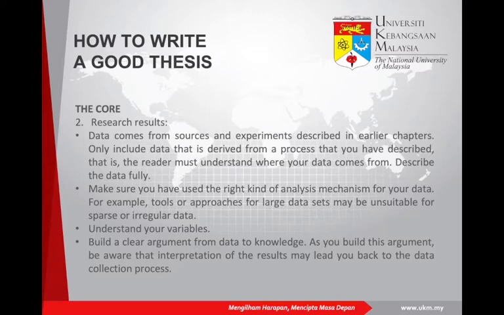For research results reporting, data comes from sources and experiments described in the earlier chapters. You should only include data that is derived from a process that you have described. That is, the reader or the examiner must understand where your data comes from. You have to describe the data fully. Make sure you have used the right kind of analysis mechanism for your data. For example, tools or approaches for large data sets may be unsuitable for sparse or irregular data. You have to understand your variables, and you have to build a clear argument from data to knowledge.